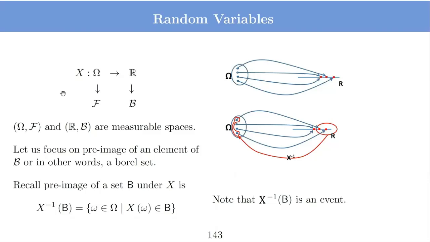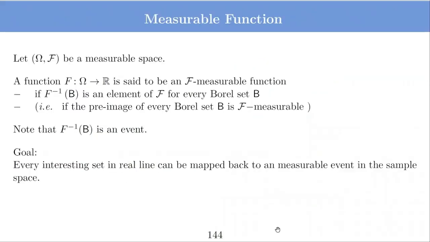So if you somehow come to a case where your X inverse B does not lie in F, then what you get is a subset on which the probability measure is not defined. And that will create some problem which we'll see as we move ahead. So let us see this. I will define measurable function first.